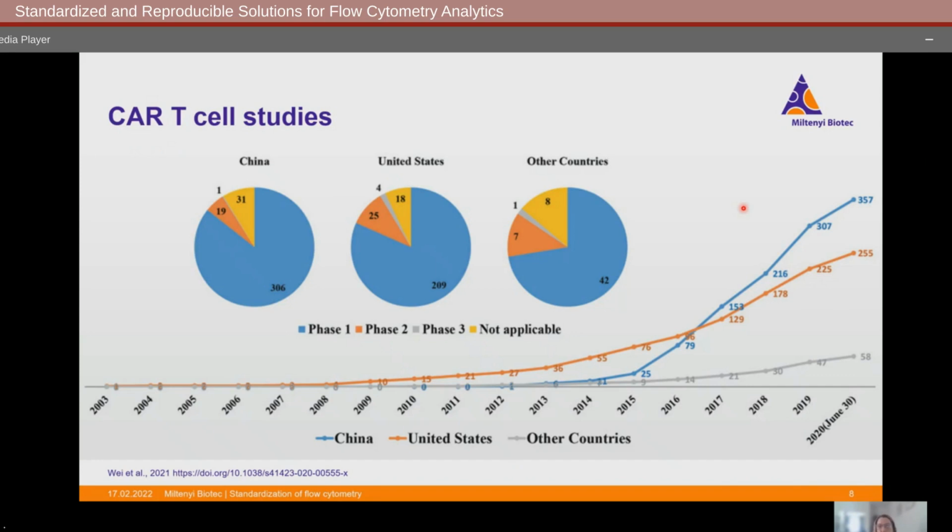So in recent years, fast-growing CAR T-cell clinical trials have really explored their potential for a number of different application scenarios. As you can see on this graph, across a number of countries, the number of studies is growing and increasing year by year in the last decade or so of this being available.